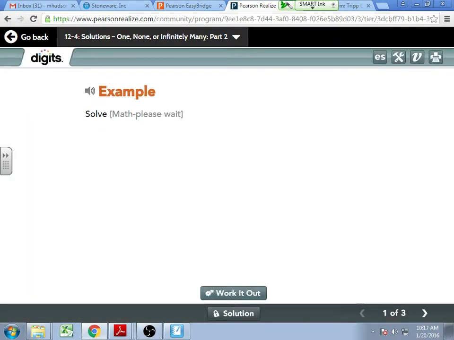So when we see the equation, math please wait, there we go. 4 plus w plus 5w equals 3 times the quantity, 2w plus 1.6.